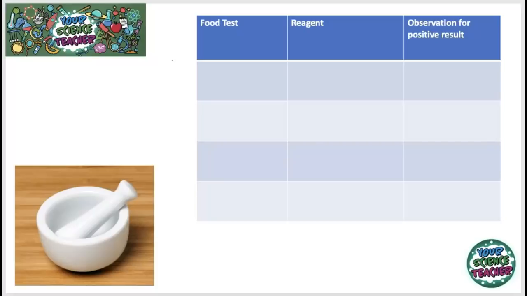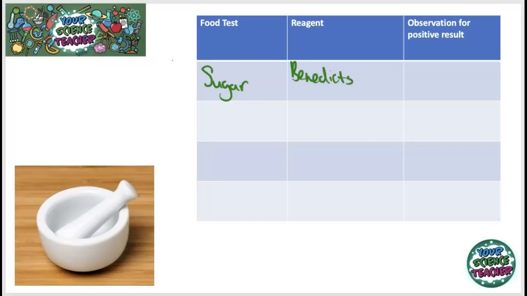The next required practical that you need to know off by heart is your food tests. What we do in these food tests is we test for different nutrients that are in food, and if we get a positive test, we know that nutrient is present. The first one we are going to look at is the food test for sugar, and to test for sugar, we add Benedict's reagent.